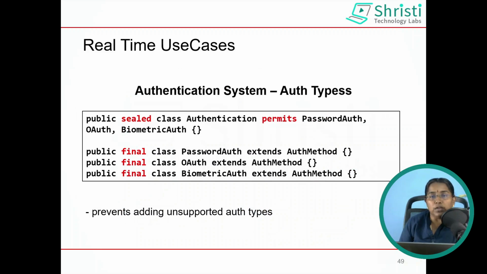Let us see one more example. This is for authentication. I have a class authentication which supports only 3 types of authentication: password authentication, OAuth and biometric authentication. None of the other classes can extend authentication. This is for preventing unauthorized ways of authenticating a user.